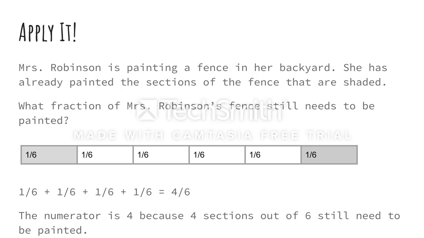When I'm solving for fractions, the numerator is always the number of copies of the unit being described. In this problem, I have 4 copies of 1/6 that still needs to be painted. The numerator is 4 because 4 sections out of 6 still need to be painted. So the fraction that describes the amount that still needs to be painted is 4/6.